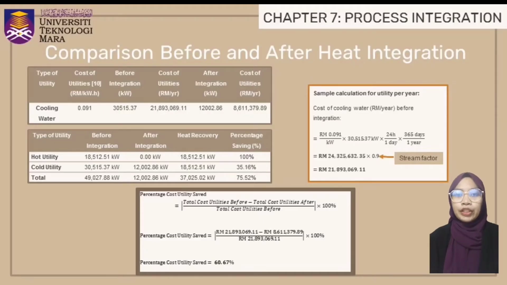A comparison before and after integration must be done in order to determine whether the integration process can reduce the cost or not. So, based on the table, cooling water is used as the utility as only coolers are required in the process after the integration. It is clear that the utility requirements for hot and cold streams can be reduced by the heat integration process and can be saved up to 75.52%. So, based on the sample calculation, the utility cost must be multiplied with the stream factor, and the percentage of utility cost that can be saved from the integration process is 60.67%. Therefore, it is recommended to apply the heat integration in the butadiene process.